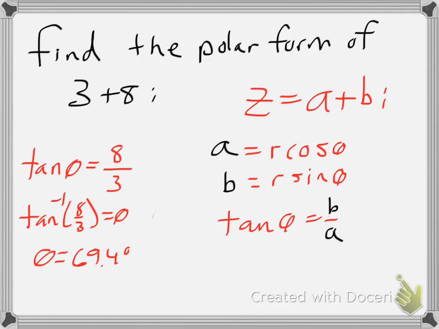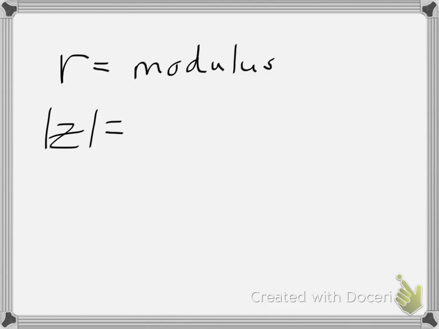Next I need r. r is defined as our modulus of our complex number. Our modulus is the distance from the pole, or the origin of a complex graph, to the complex point itself. It's the distance, and it works very much the exact same way as the Pythagorean theorem. Our modulus formula is the square root of a squared plus b squared.